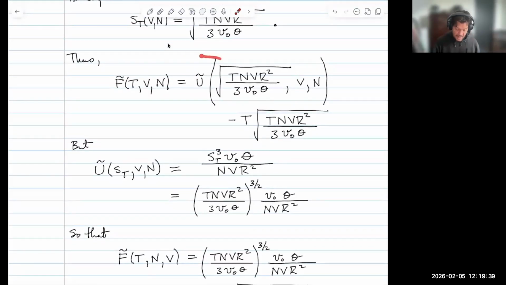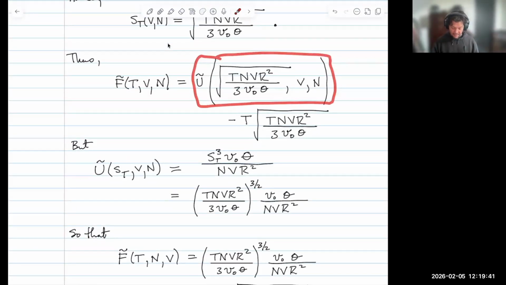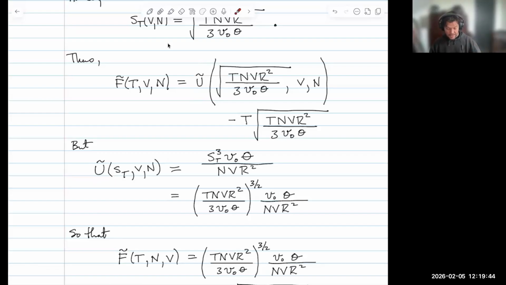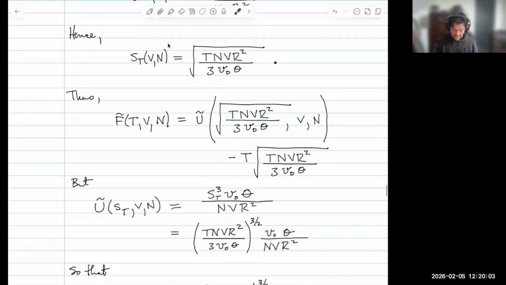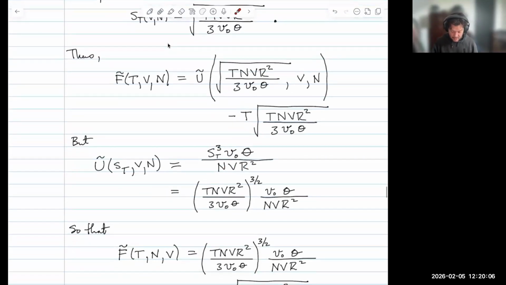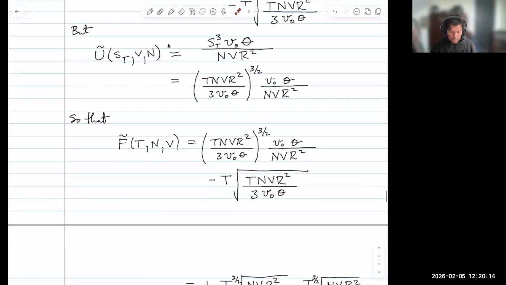Now, what is this function? I have the relation for U up above. And so if I put this function in there for S, what do I get? Well, U as a function of S_T, V, and N, that's going to be S_T cubed times all the other stuff. That's all the same. I have an expression for S_T. If I cube that, then I get the 3/2 power of this stuff times all the rest of the stuff.